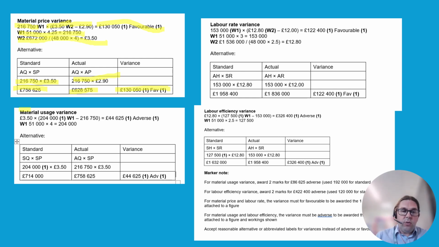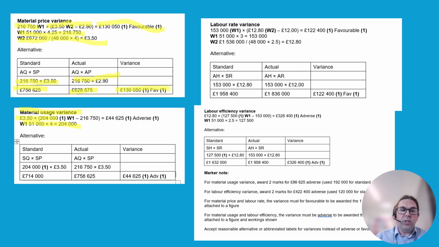Material usage, what that's saying to you, how much material do we use per unit? How much should we have used? So this particular method, what we've firstly got to do is work out how much material we should have used. So we produce 51,000 units. They've told you in the question you should use 4 kgs, so that's your standard usage. So we should have used 204,000 kilograms.